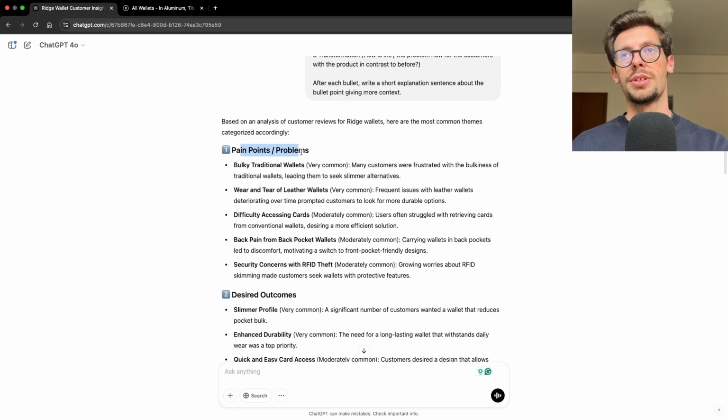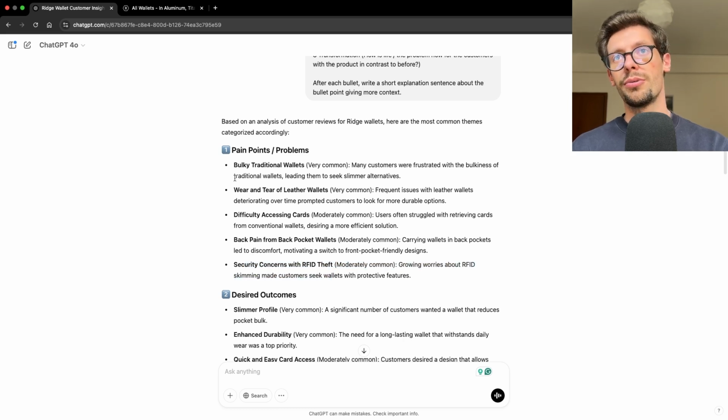Here, of course, pain points and problems. Bulky traditional wallets, very common. Many customers were frustrated with the bulkiness of traditional wallets, leading them to seek slimmer alternatives. Then wear and tear of leather wallets, very common. Difficulty accessing cards. Back pain from back pocket wallets. This is interesting, not very common, moderately common. It looks like some people had even discomfort carrying traditional wallets, and also security concerns.